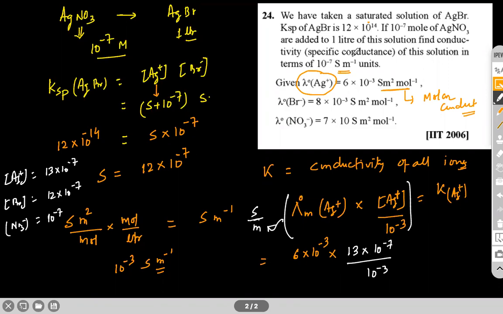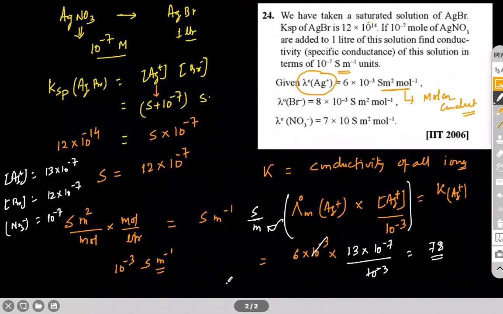So you see the question is in 10 to the power minus 7, and that is what we are getting. So it is 78 for Ag plus. Similarly, we can find out for Br minus and NO3 minus, and we can add those. So for Br minus, what do we get? 12 is the concentration, right? 12 into 8, that is 96.